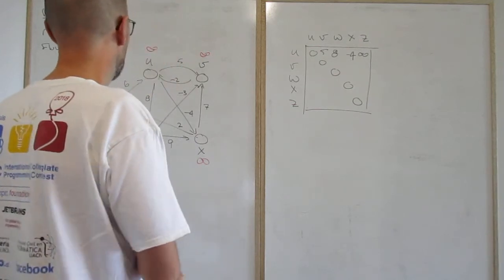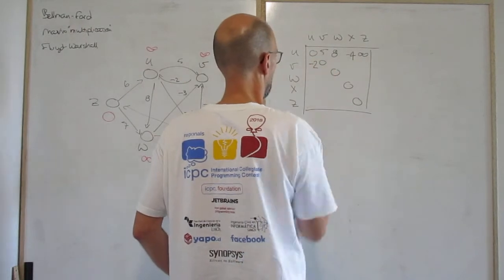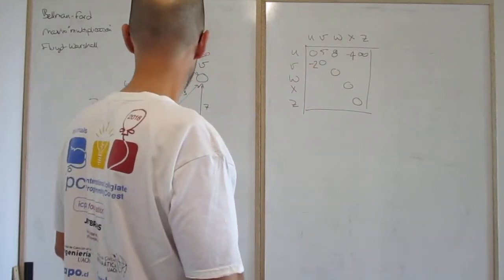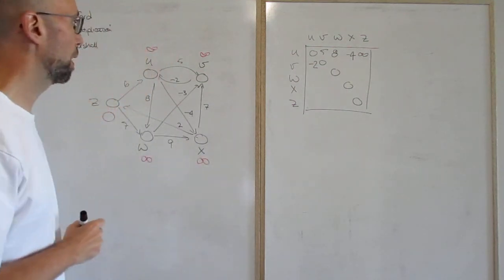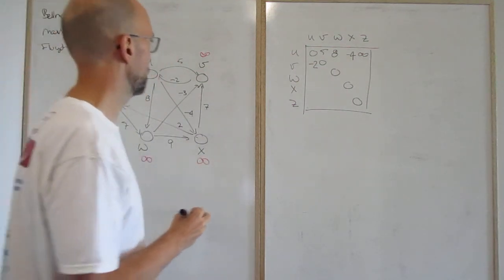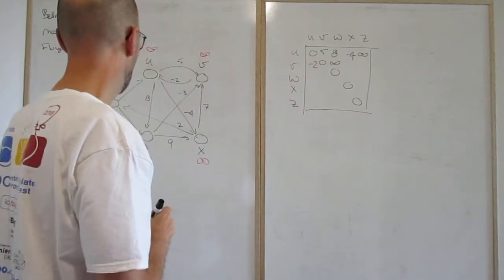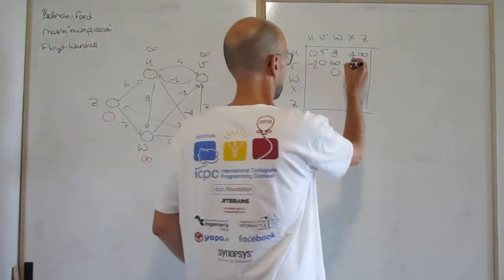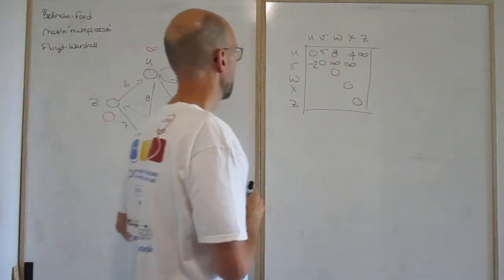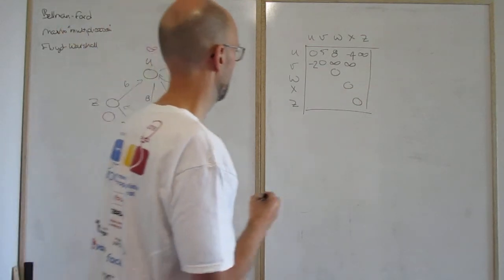For V, we can go to U with -2. From V to W, we cannot go in one step, so it's infinite. From V to X, we cannot go in one step, so that's infinite. From V to Z, we cannot go in one step, so that's infinite.